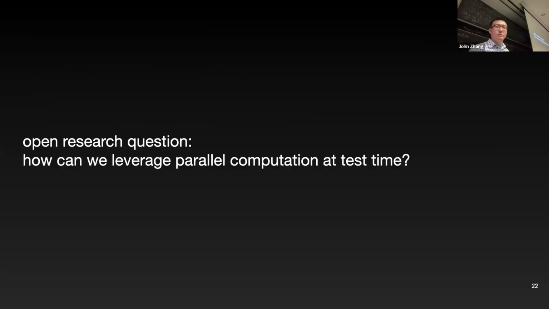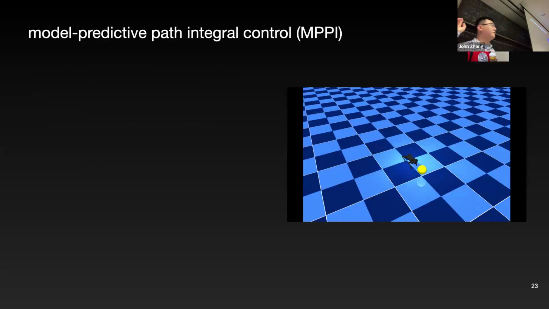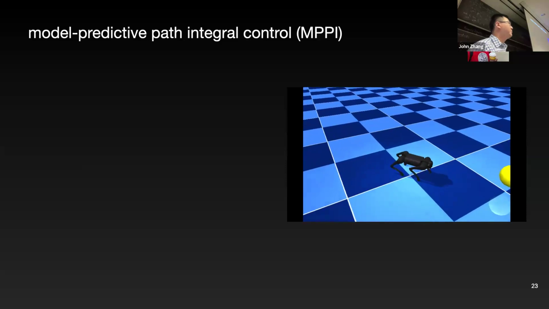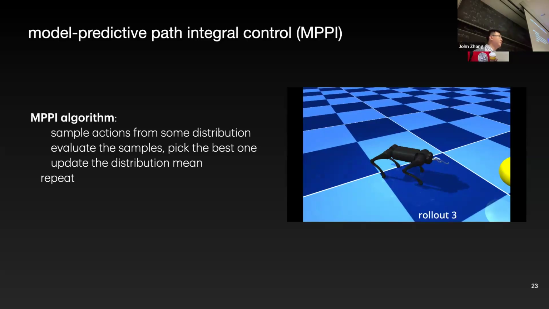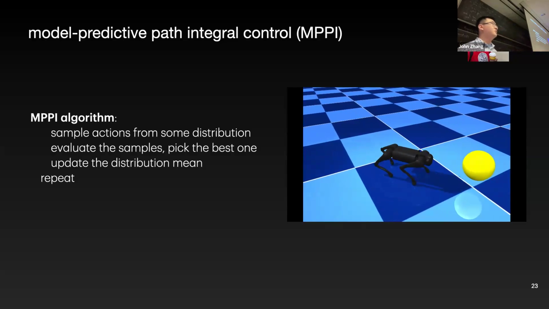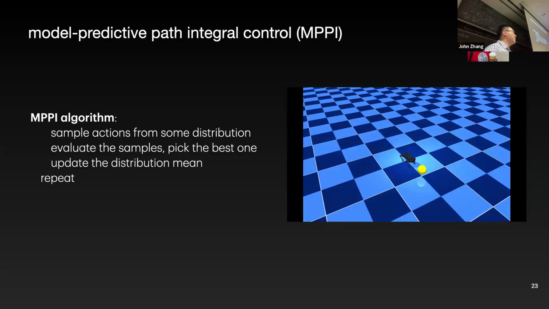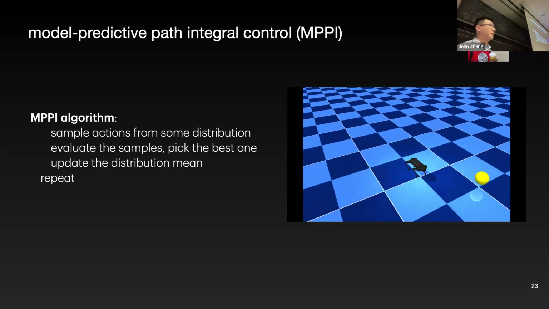One set of algorithms to do this is called MPPI. Have people heard of MPPI? Okay, I'm going to give a really brief intro. Roughly the way this works is you have some initial distribution over the actions, say some mean and covariance. You sample from this distribution and roll the samples out through your simulator or dynamics model, and you evaluate them based on whatever cost function.